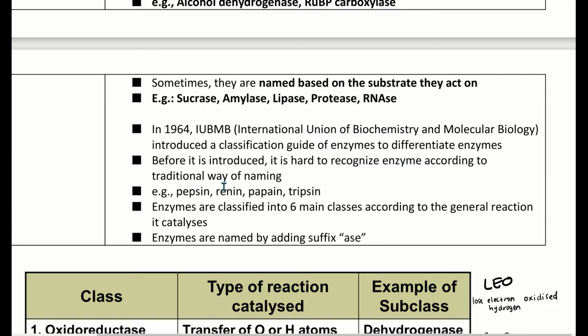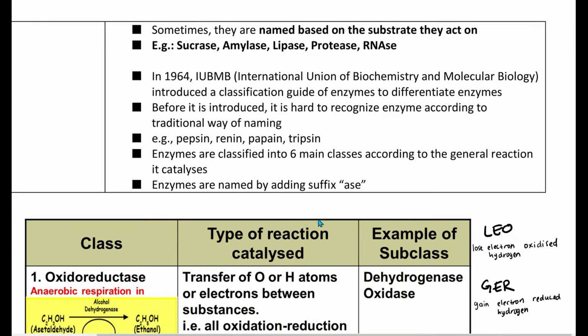Contoh macam pepsin, renin, papain, trypsin. Ini semua nama-nama enzim. Susah untuk kita recognize enzim ni dia act on apa, dia buat apa exactly, reaction tu apa benda kan.